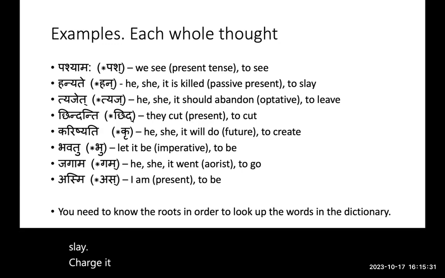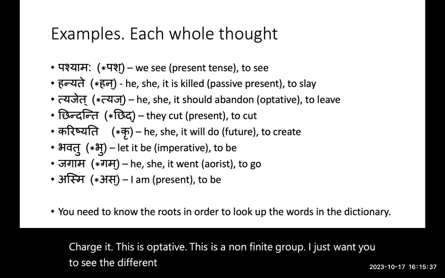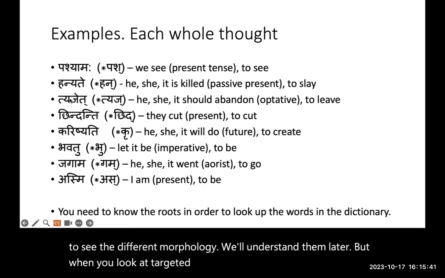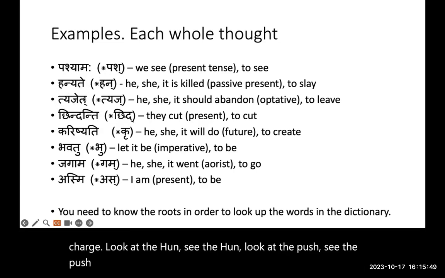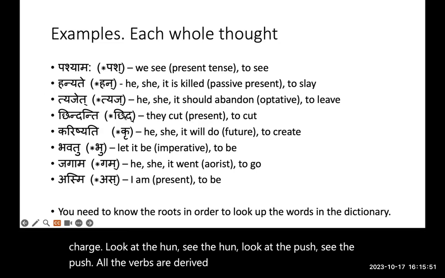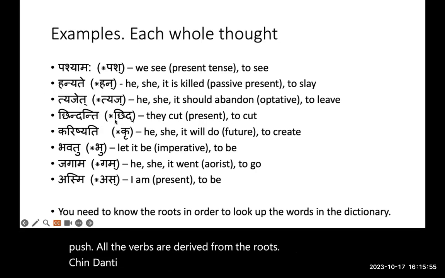Tyajate, this is optative. This is a non-finite verb. I just want you to see the different morphology. We'll understand them later. When you look at tyajate, you can see the tyaj. Look at the han, see the han. Look at the pash, see the pash. All the verbs are derived from the roots. Shindanti, to cut, from the root shid. They cut in the present tense.